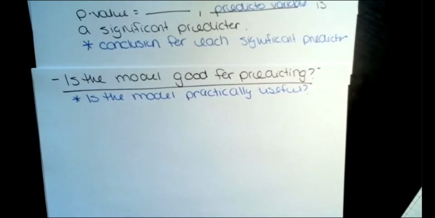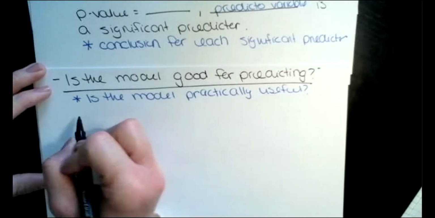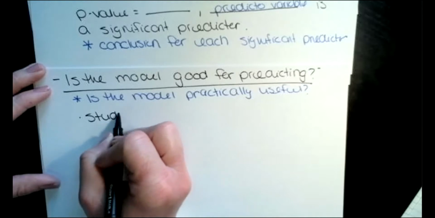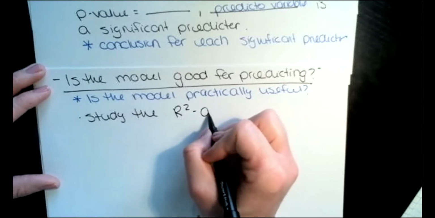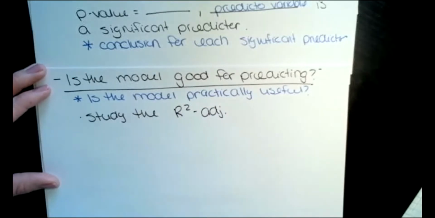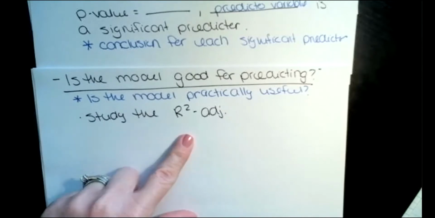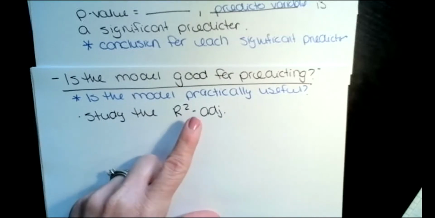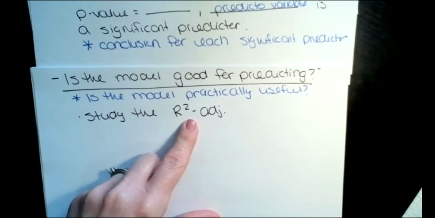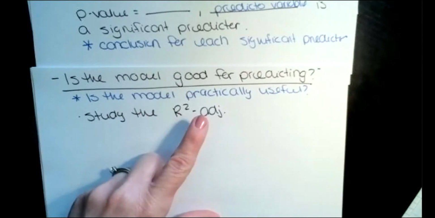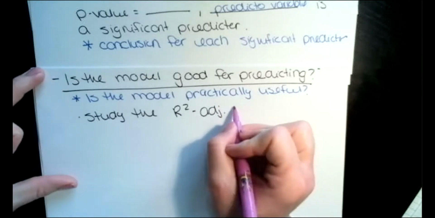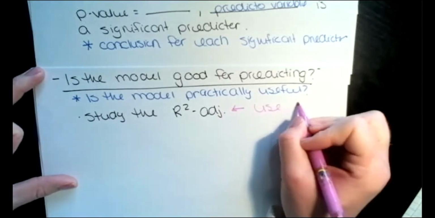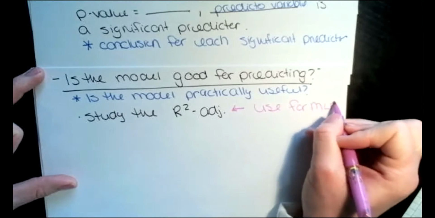Okay. So here we're going to study the R squared adjusted value. Remember we talked about this. Some of you asked, we had an R squared, and we had an R squared adjusted to the right of R squared. Today we're going to use the R squared adjusted. We use R squared adjusted for multiple linear regression.